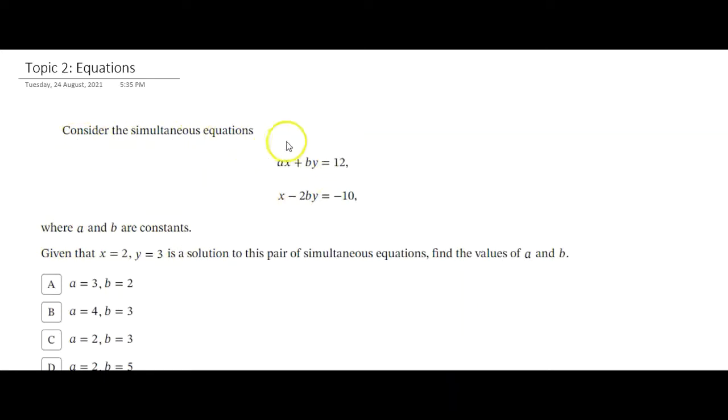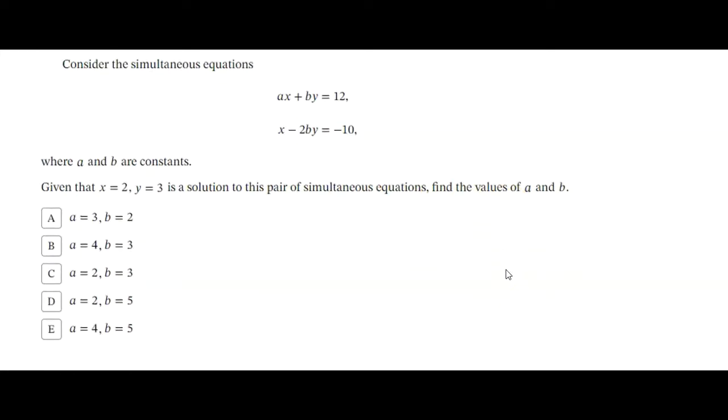Consider the simultaneous equations. This is the equation given, where a and b are constants. Given that x equals 2, y equals 3 is a solution to this pair of simultaneous equations, find the values of a and b. Since x equals 2 and y equals 3 are the solutions of this pair of equations, it means that you can directly substitute x as 2 and y as 3 into the equations.